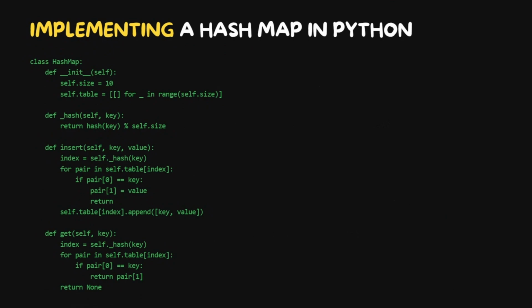Let's look at a simple hash map implementation in Python. The first step is initialization. We create a hash table with a fixed size. The second step is the hash function. It computes the index from the key. Third step is insertion. It adds a key value pair to the correct index. And the last retrieves a value by computing the index from the key. This implementation uses chaining to handle collisions. Multiple key value pairs can exist at the same index in a list.